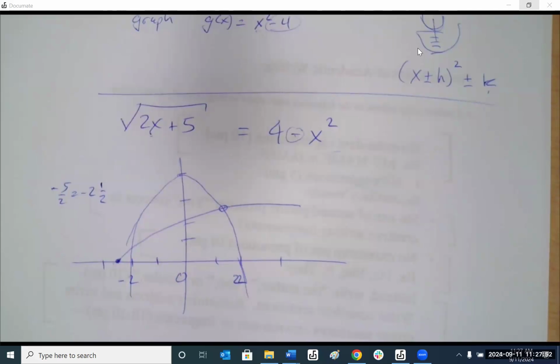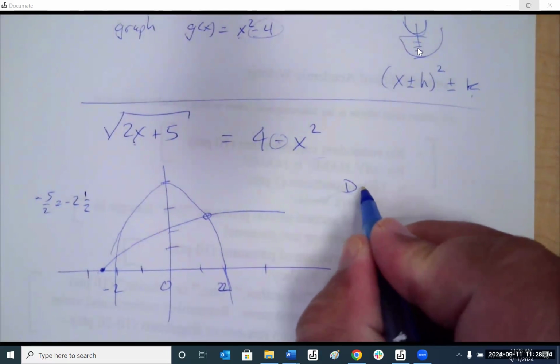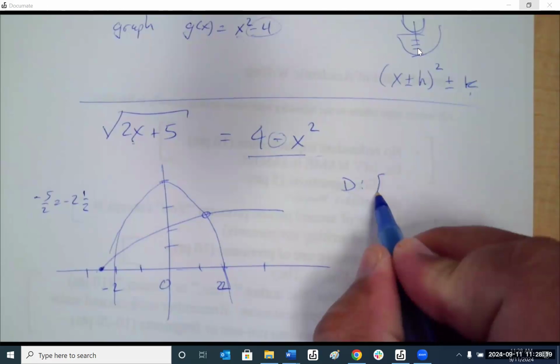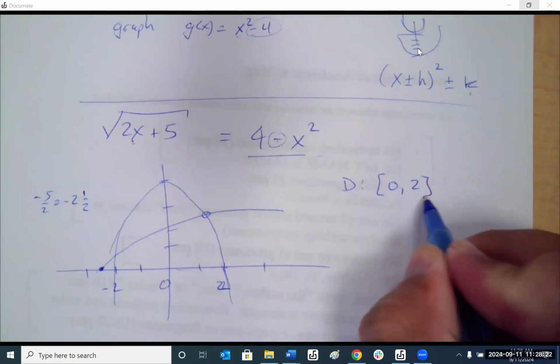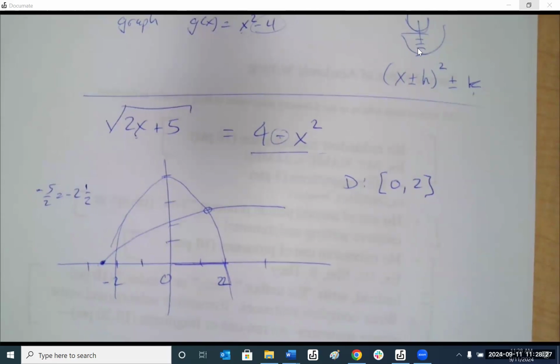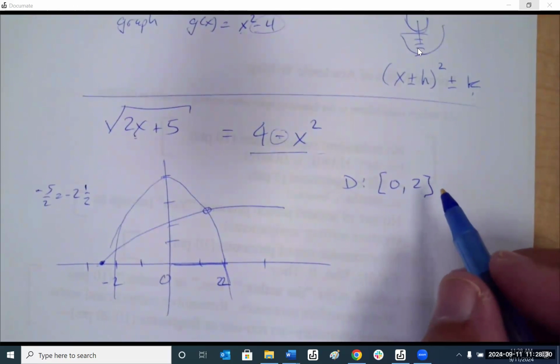So what do we do now? The question is looking for us to prove that the equation has a solution. How can we do that? We know from the graph it's going to have a solution because the domain of this one is there, because we cannot have negative answers.